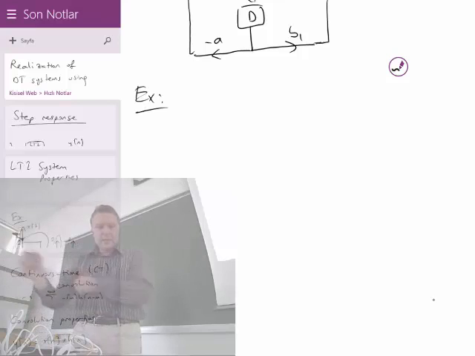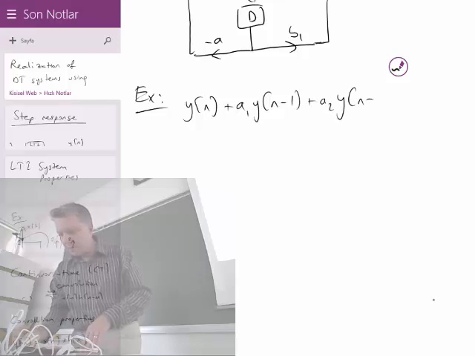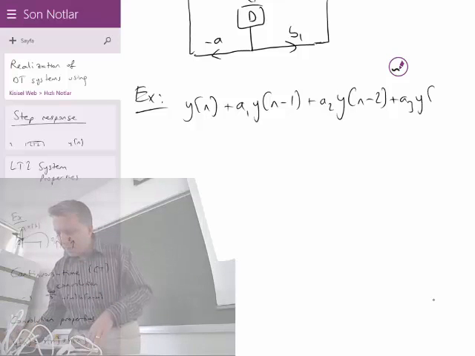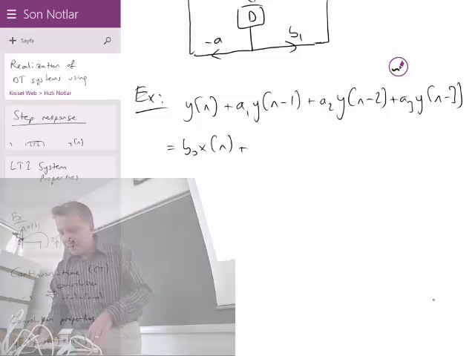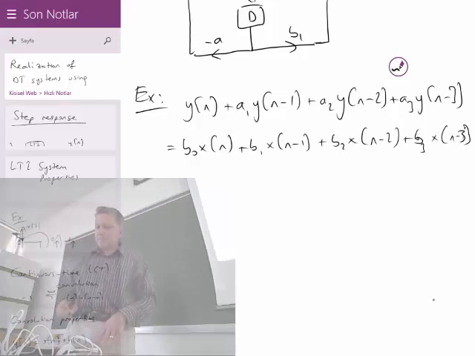Let's quickly have an example. y of n plus a1 y of n minus 1 plus a2 y of n minus 2 plus a3 y of n minus 3 is equal to b0 x of n plus b1 x of n minus 1 plus b2 x of n minus 2 plus b3 x of n minus 3. I'm not going to draw a fifth order, I'm going to draw a third order. This is the input-output relation, the difference equation.